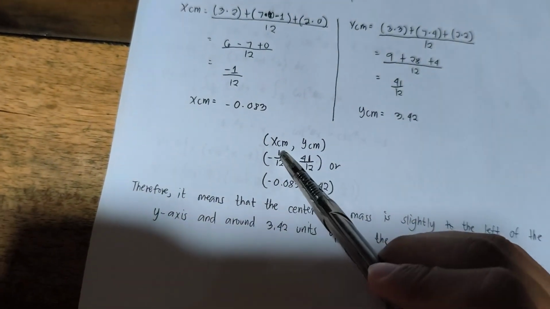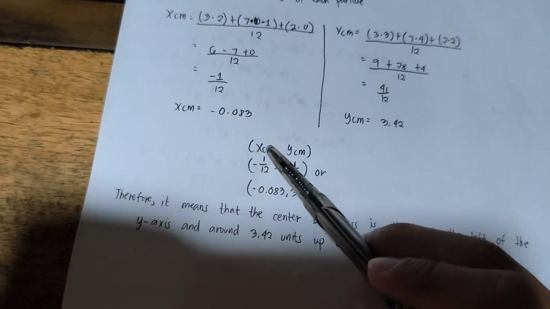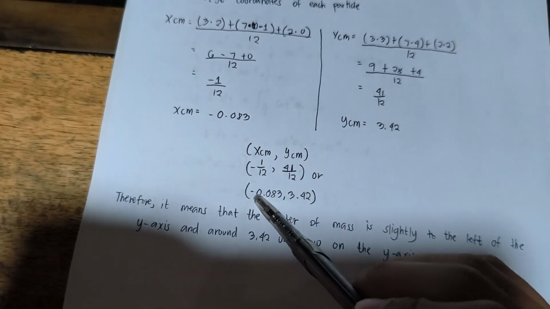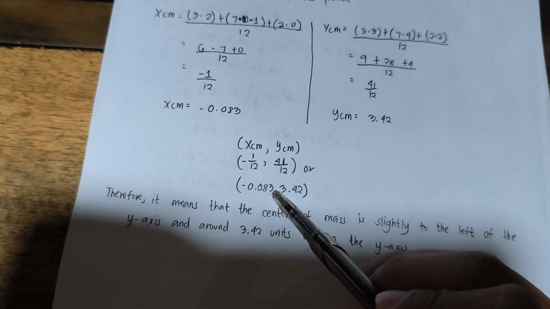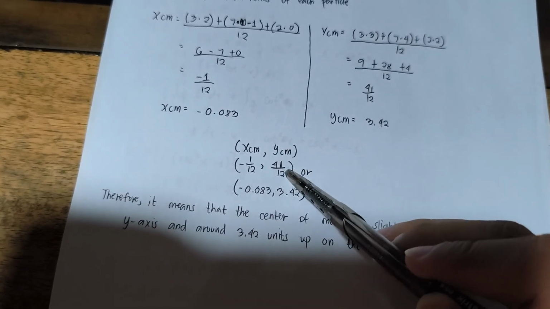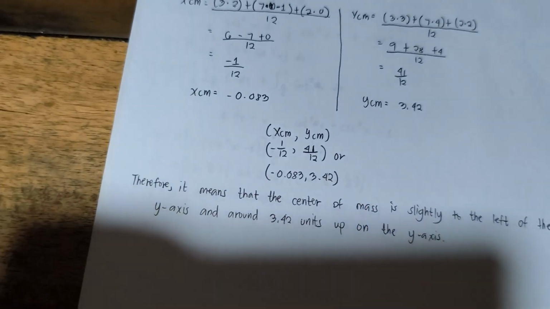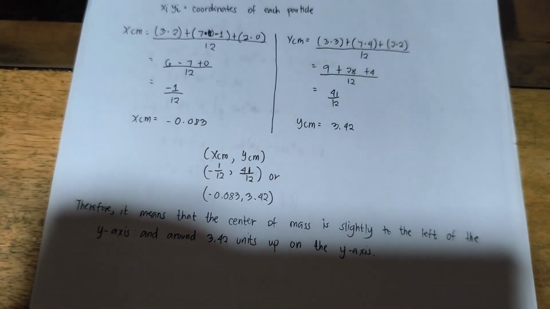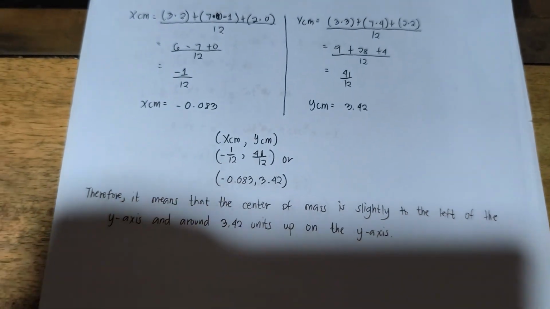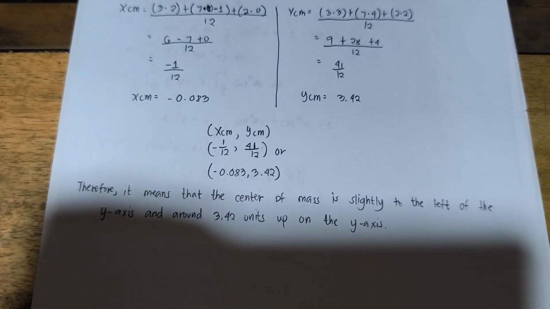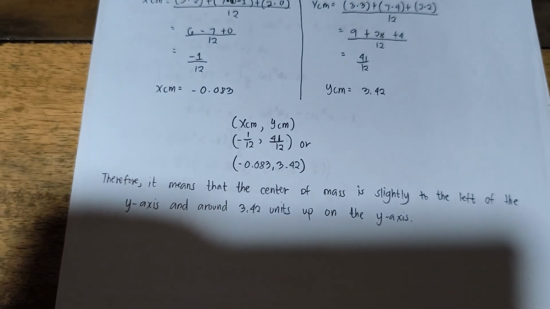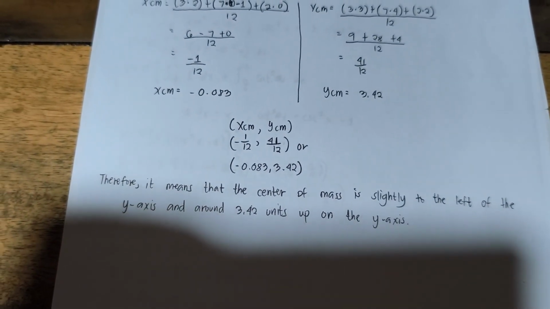So for x, we have negative 1 over 12, or negative 0.083, and for y, we have 41 over 12, or 3.42. Therefore, it means that the center of mass is slightly to the left of the y-axis and around 3.42 units up on the y-axis.